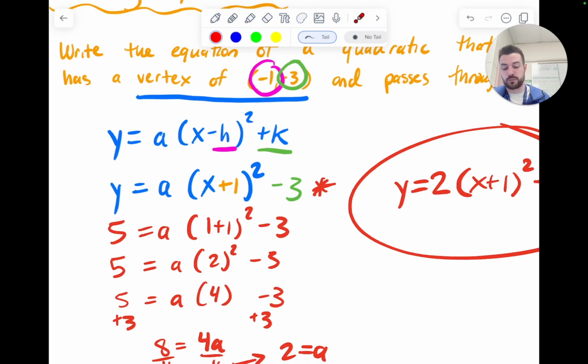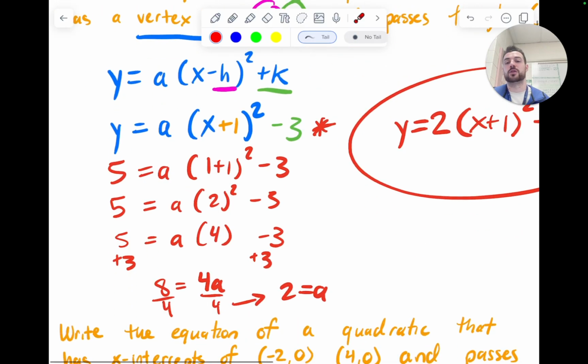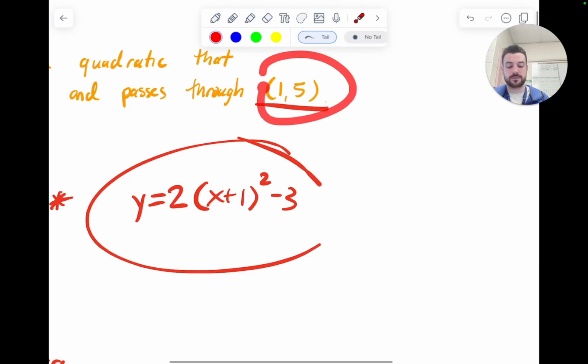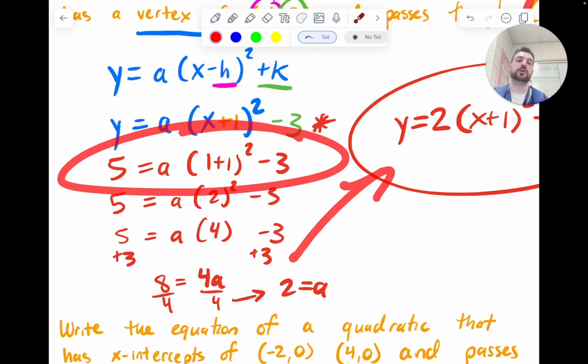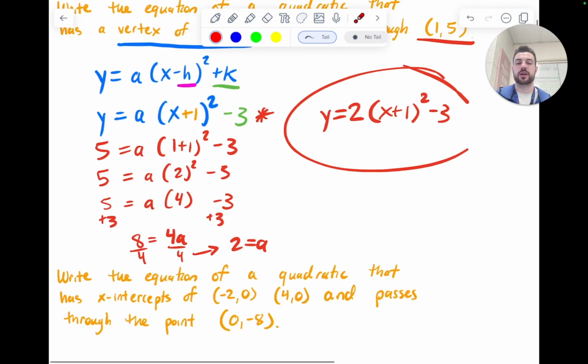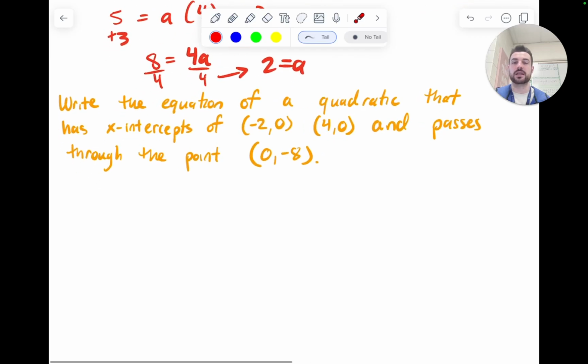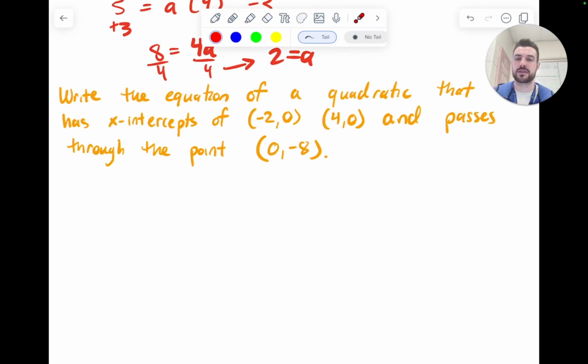We are going to plug into vertex form if we're given the vertex, and then we're going to use the other point we're given to plug back in and solve for a, so we get our full equation. Now, the only other different type of problem we could see is a problem like this. It says, write the equation of a quadratic that has x-intercepts of -2, 0 and 4, 0, and passes through the point 0, -8. Now, we're given different information here.